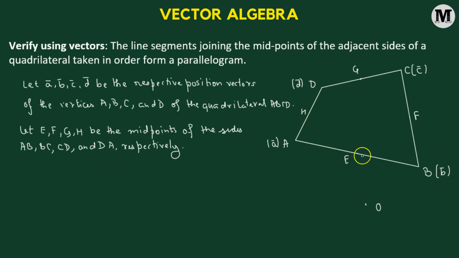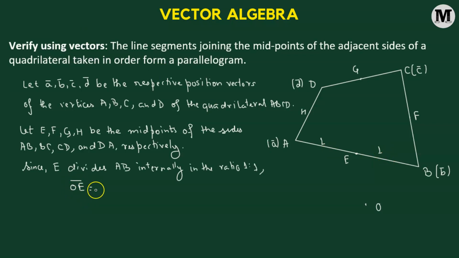Now that we have the midpoints E, F, G and H, we can define the position vector of the point E. To do this, we will use the internal section formula, because here E clearly divides AB in the ratio 1:1 internally. So we can define the position vector of the point E as OE vector equals A vector plus B vector, divided by 2. Then similarly we can define the position vectors of the remaining midpoints.